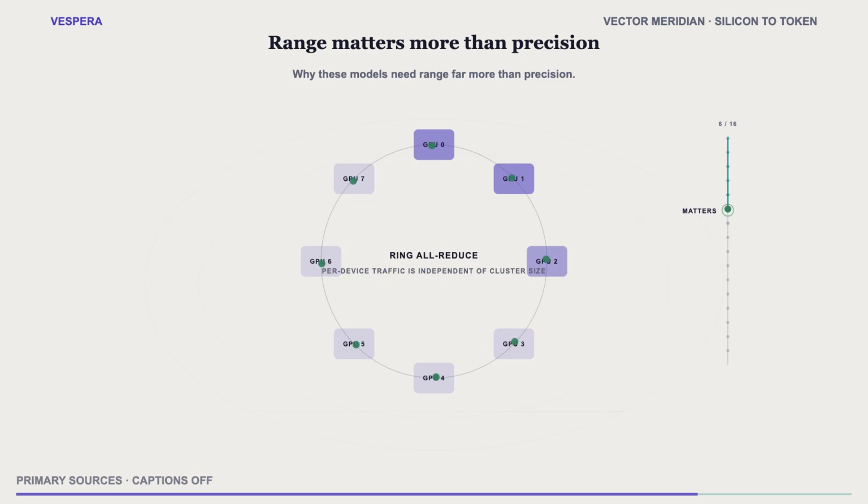Two fixes, and both are in use. The first is loss scaling. Multiply the loss by a large constant before the backward pass, so gradients land in representable range, then divide it out before the update. Pure bookkeeping, and it works.